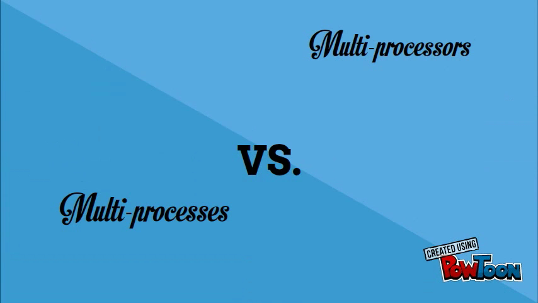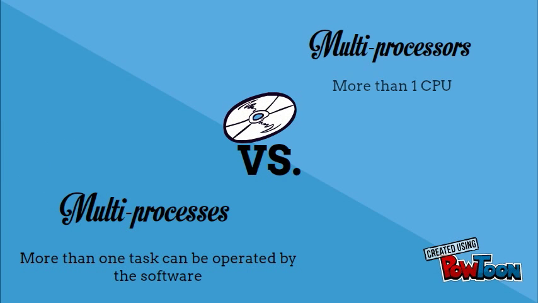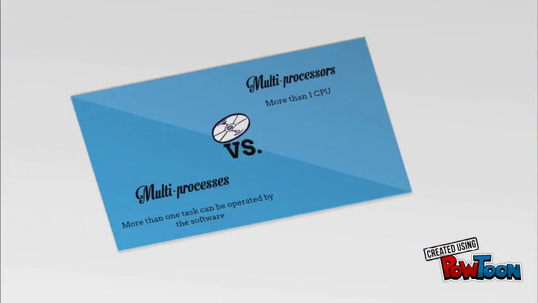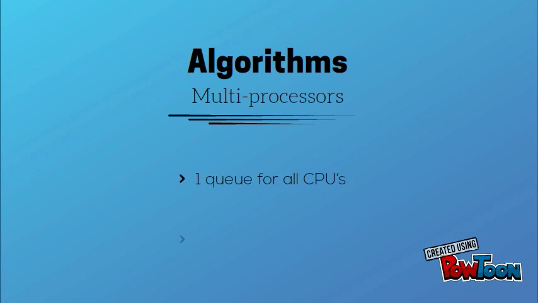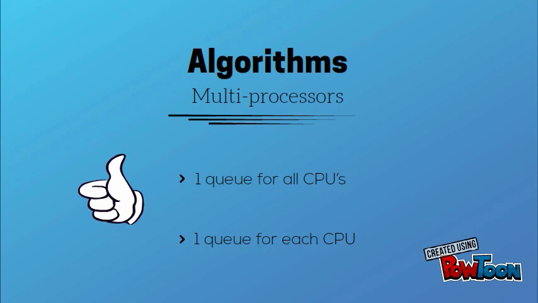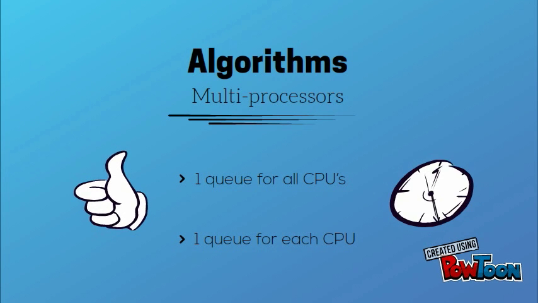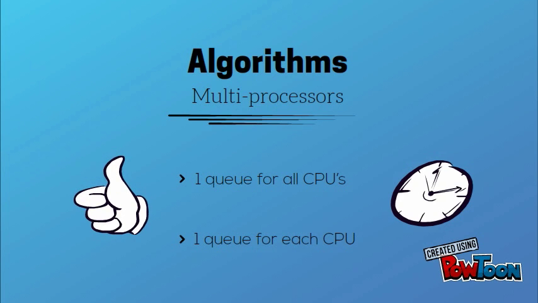And of course, we all know multitasking and multiprocessing. Again, we'll say it: multitasking is more than one task operated by software, multiprocessing is more than one CPU. And for multiprocessing, there are two types: one queue for all CPUs and one queue for each CPU. The old method was one queue for each CPU.